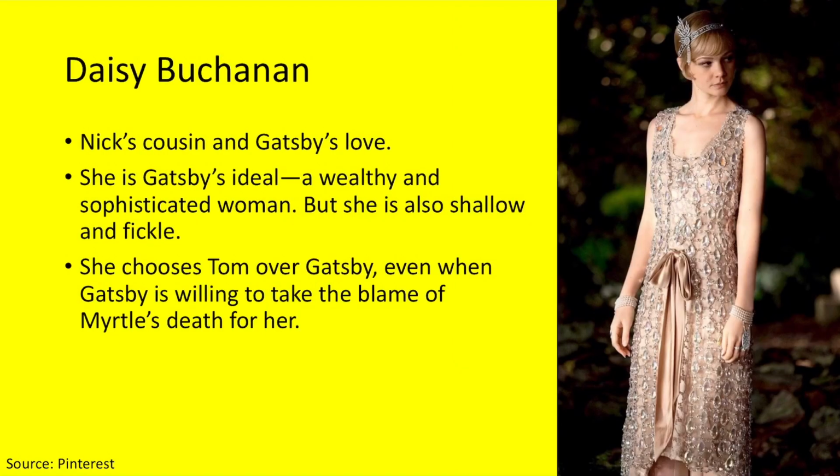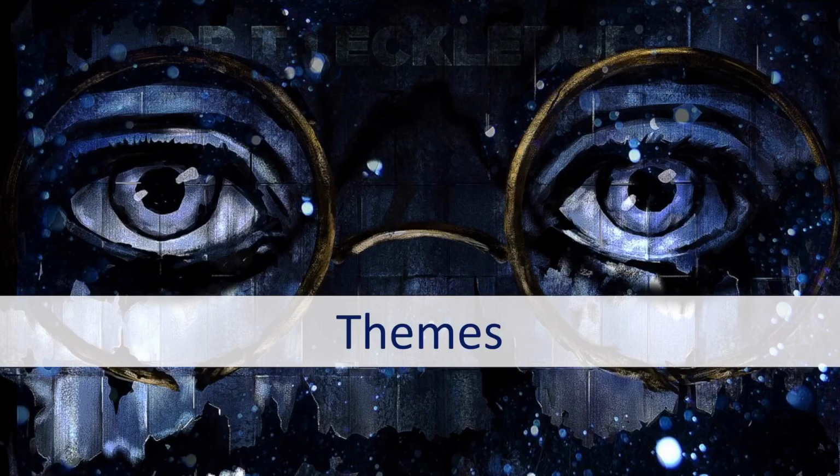With respect to Daisy Buchanan, she's Nick's cousin and Gatsby's long love. And she is Gatsby's ideal. She's a wealthy and sophisticated woman. However, she's also very shallow and fickle. And in the end, in spite of all the sacrifices and the hard work that Gatsby has put in to win back her love, she decides to side with Tom and to side with tradition. She chooses Tom over Gatsby, even when Gatsby is willing to take the blame for Myrtle's death for her, showing that she can also be very selfish.